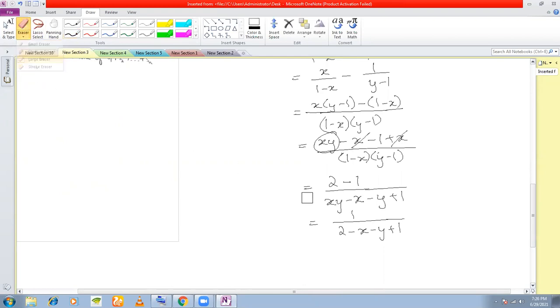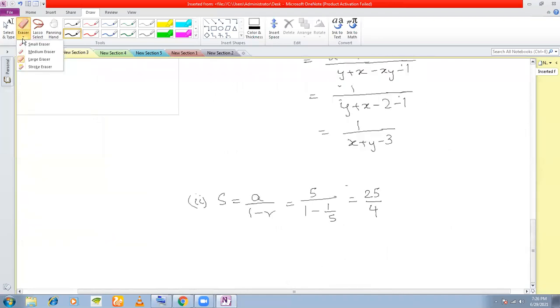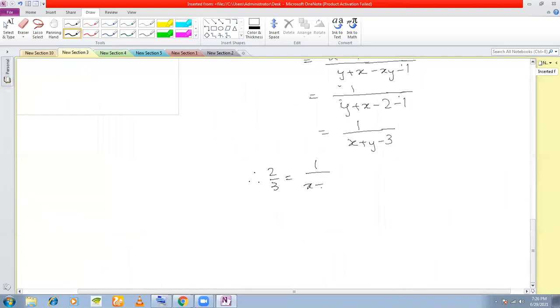So now if you multiply this out, you are going to get y plus x minus xy minus 1. This is what you're going to get. Now you put the value of xy. y plus x minus xy is 2 minus 1. So what you are getting ultimately is 1 by x plus y minus 3, right? What is this equal to? 2 by 3. Therefore, 2 by 3 is equal to 1 by x plus y minus 3.